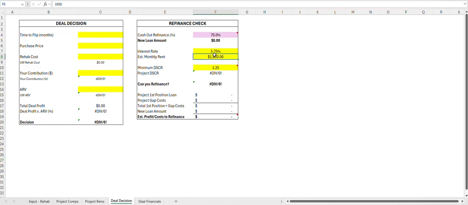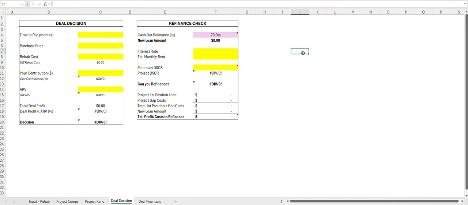Now on the right side, let me clear out some of these. On the right side, we have a refinance check. Why do we have a refinance check? We're flipping a home. What happens if you don't sell the home? How are you going to go about refinancing out of this short-term high interest loan? The short-term high interest loan is going to have 10% interest and the term will be 12 to 18 months. So if you can't sell it and that term's coming due, what do you do? You'd most likely perform a refinance.